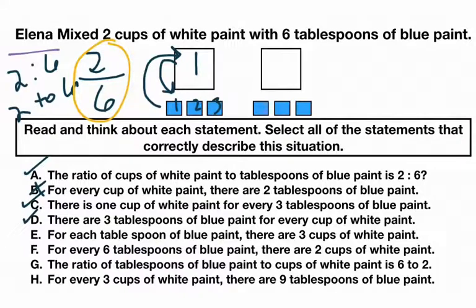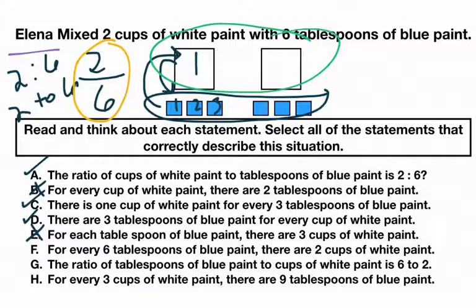E says for each tablespoon of blue paint, there are 3 cups of white paint. This tries to flip it, but that does not work, because it's for the 1 cup of white paint that we would need 3 tablespoons of blue paint. F says for every 6 tablespoons of blue paint, so for every 6, all of them, there are 2 cups of white paint. Yeah, that seems to work out.